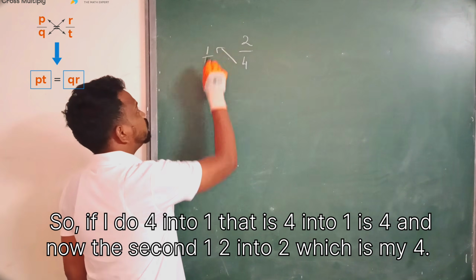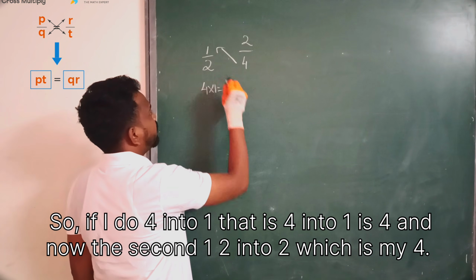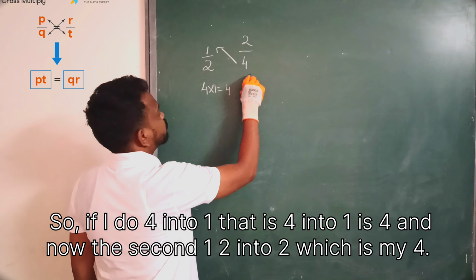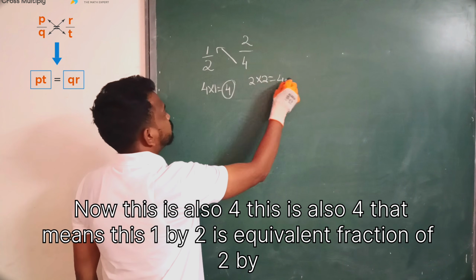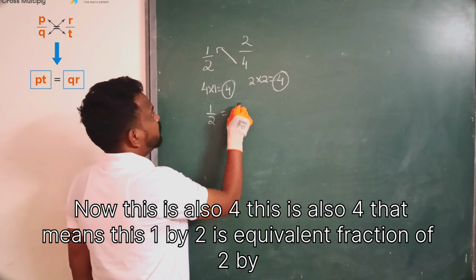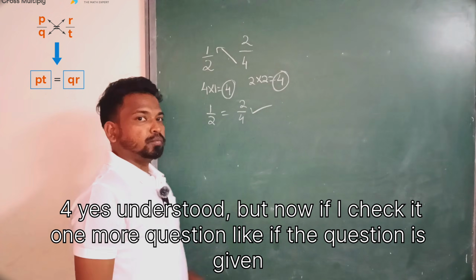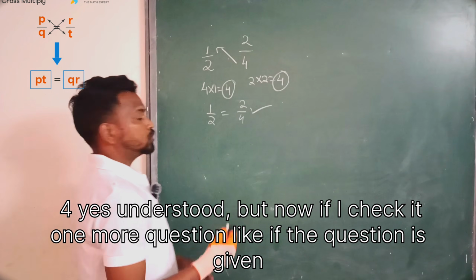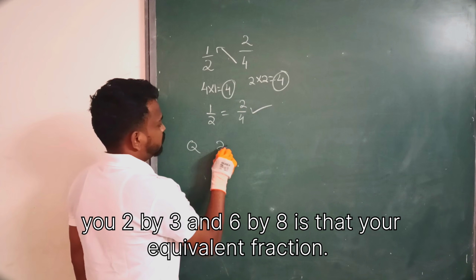So 4 into 1 is 4, and now the second one, 2 into 2, which is also 4. Now this is 4 and this is also 4. That means 1 by 2 is an equivalent fraction of 2 by 4. Yes, understood?